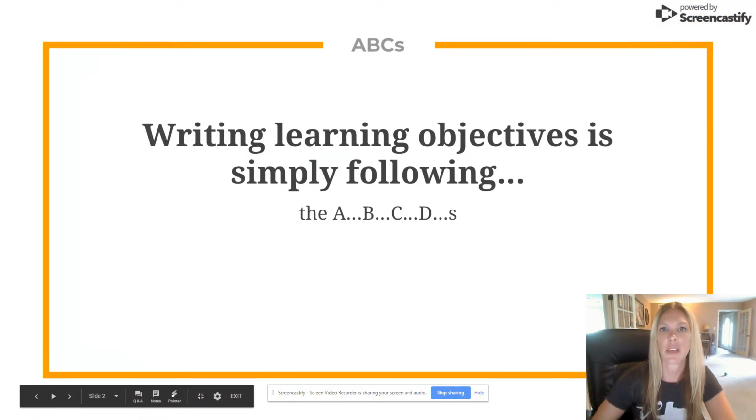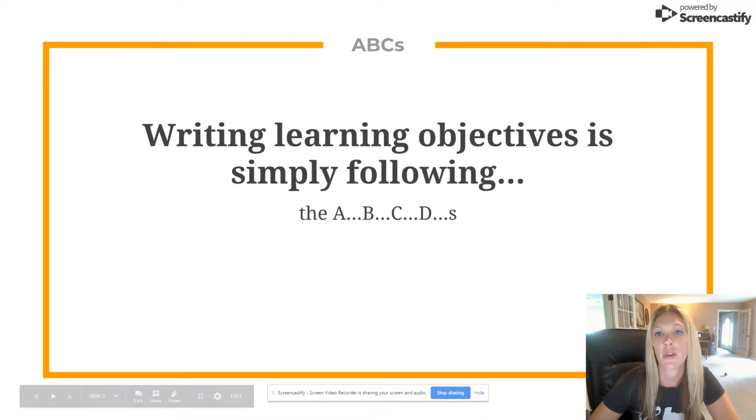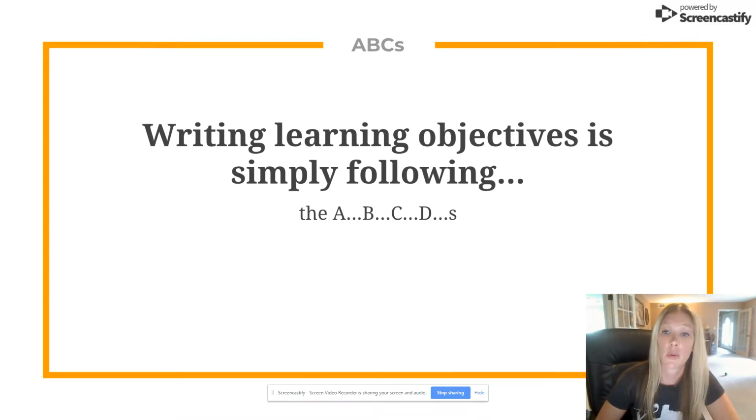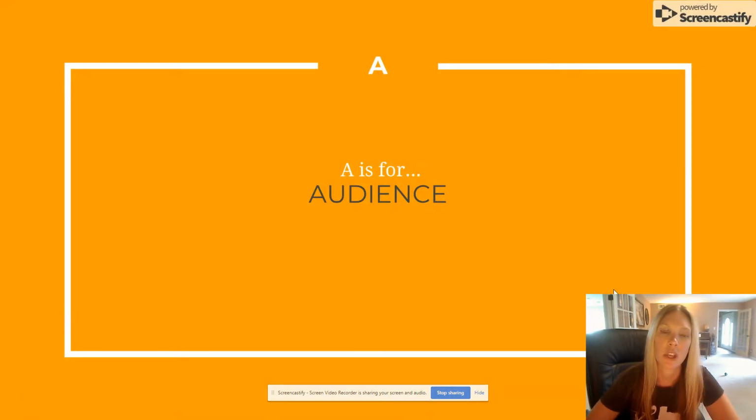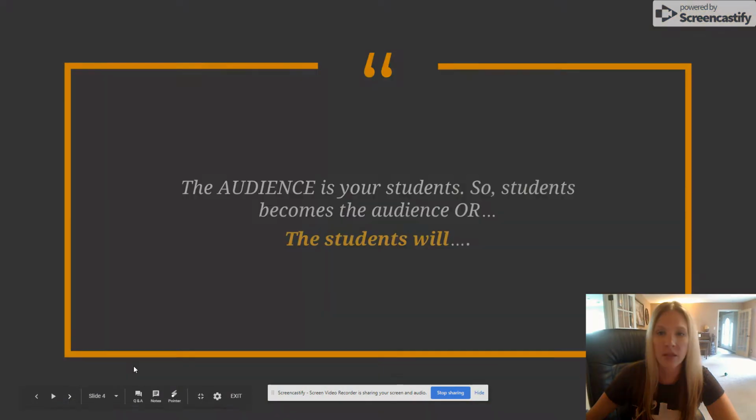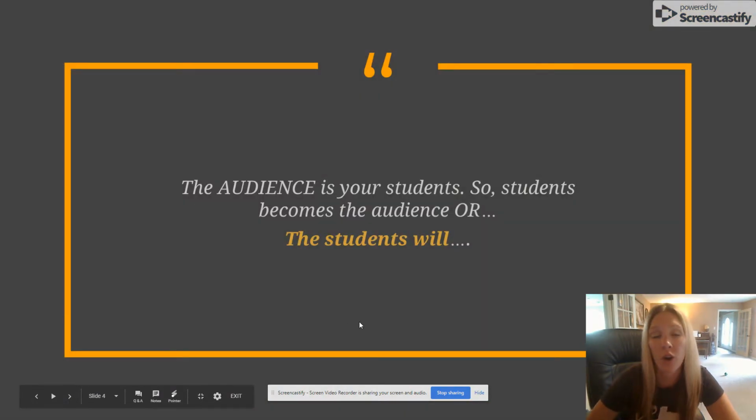In writing learning objectives, typically they follow a formula. They are very formulaic, and they follow A, B, C, and D. I'll break down for you what each one of those letters stands for. A is for audience. Who is your audience in your learning objective? It's the person or the people who are doing the learning. So in your case, your audience is your students. The students are the audience.